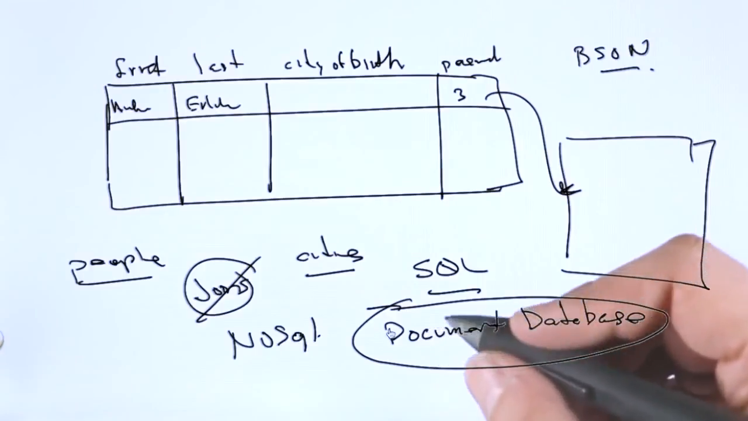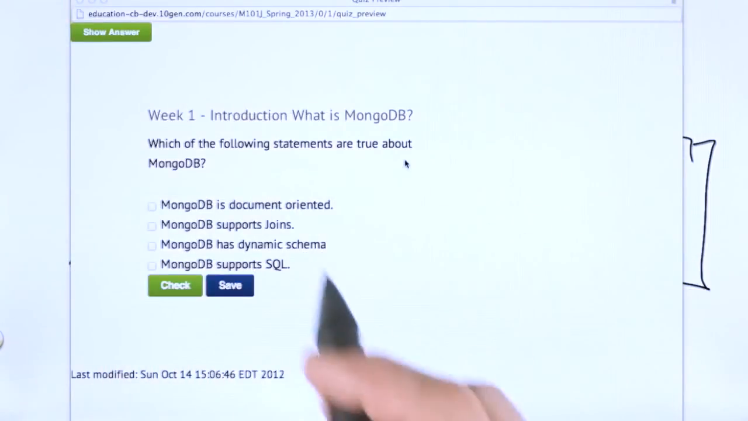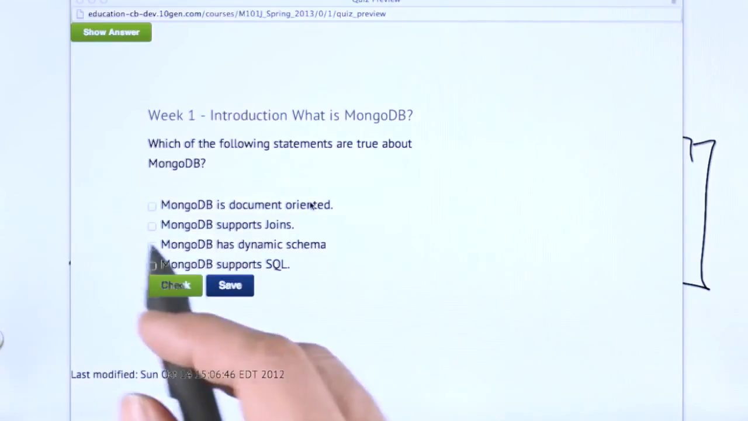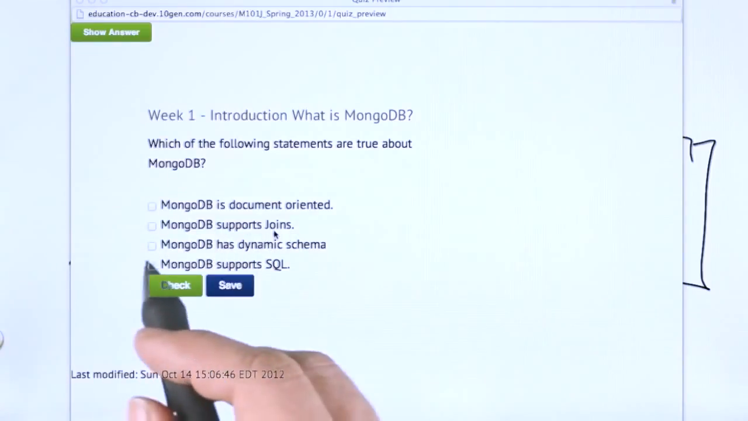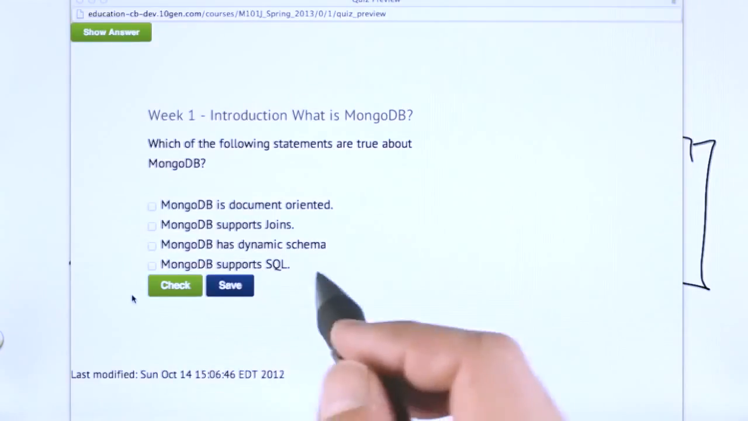Okay, so let's have a quiz. Which of the following statements are true about MongoDB? MongoDB is document-oriented, MongoDB supports joins, MongoDB has dynamic schema, and MongoDB supports SQL. Check all that apply.